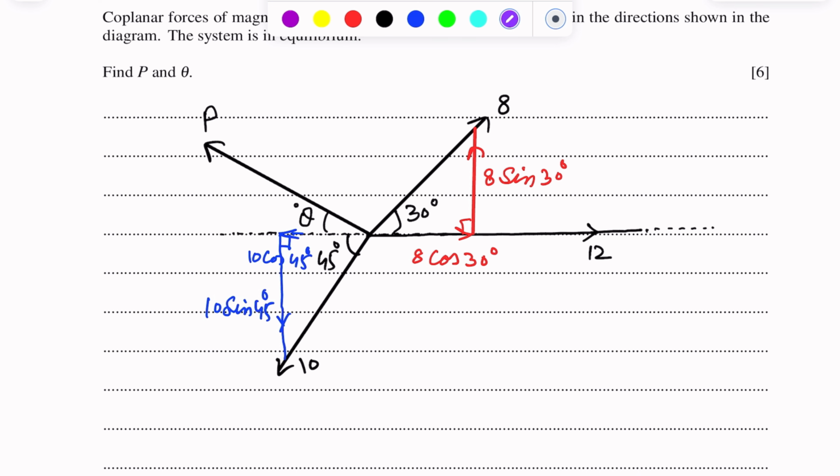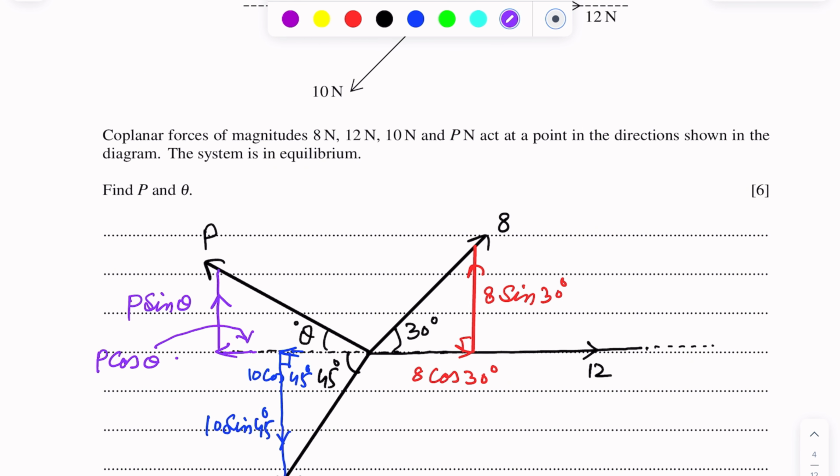And now we resolve this force of P Newton, this component and this component. Angle is theta, so this component will be P sine theta, and this component is P cos theta.